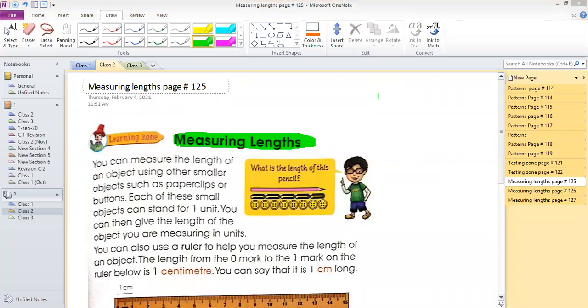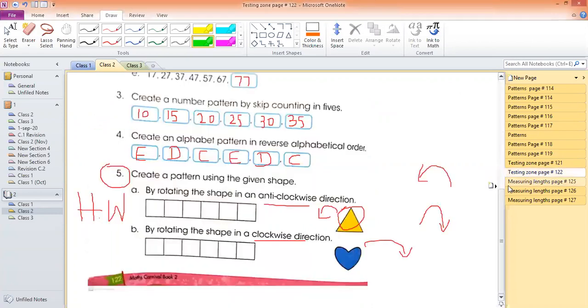Suleiman. Okay, I am opening your mic. Yes, Suleiman. I didn't understand question 5. Patterns. Yes. Okay, look here. Suleiman, I have explained to you about the clockwise and anti-clockwise direction, right? You know it?